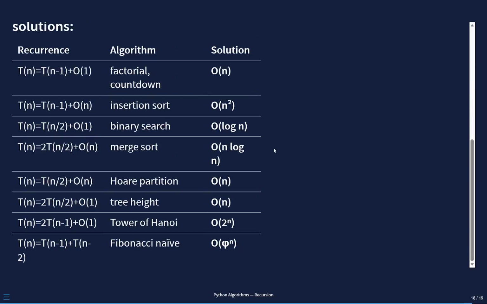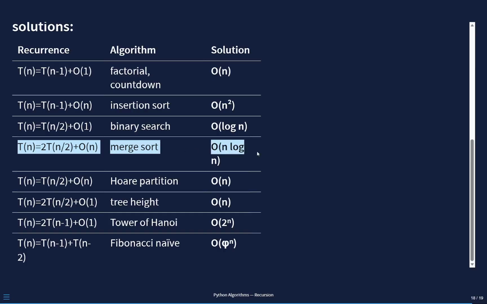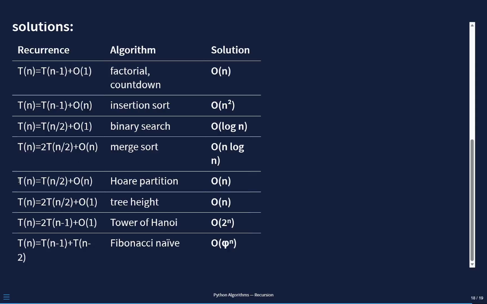The recurrence table maps beautifully onto algorithms. We know T(n) equals T(n-1) plus O(1). Factorial, countdown, gives O(n). T(n) equals T(n-1) plus O(n), insertion sort's inner shift, gives O(n squared). T(n) equals T(n/2) plus O(1), binary search, gives O(log n). T(n) equals 2T(n/2) plus O(n), merge sort, gives O(n log n).